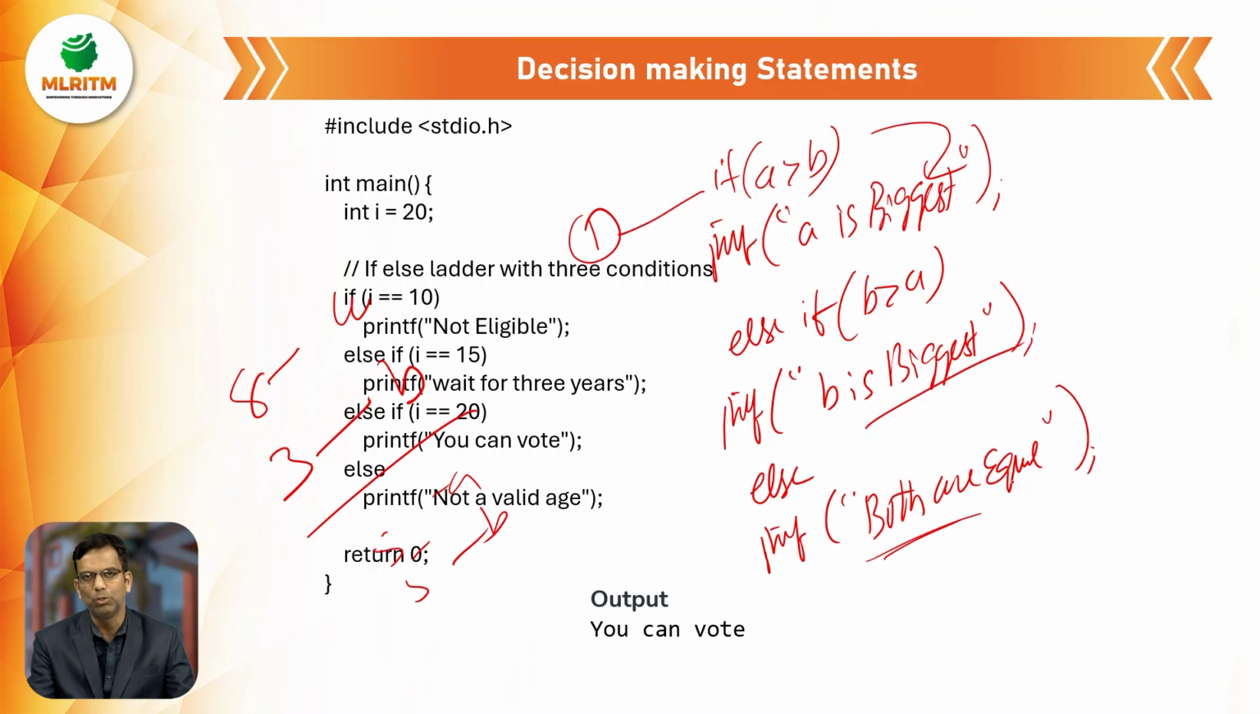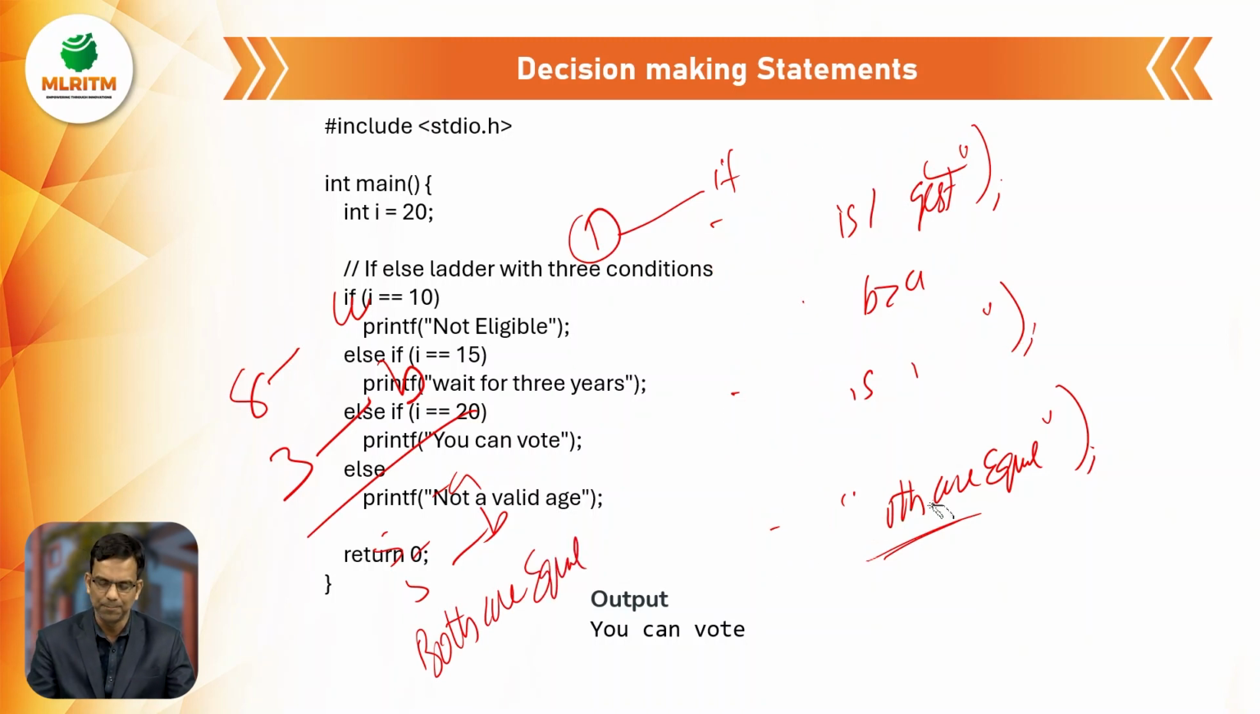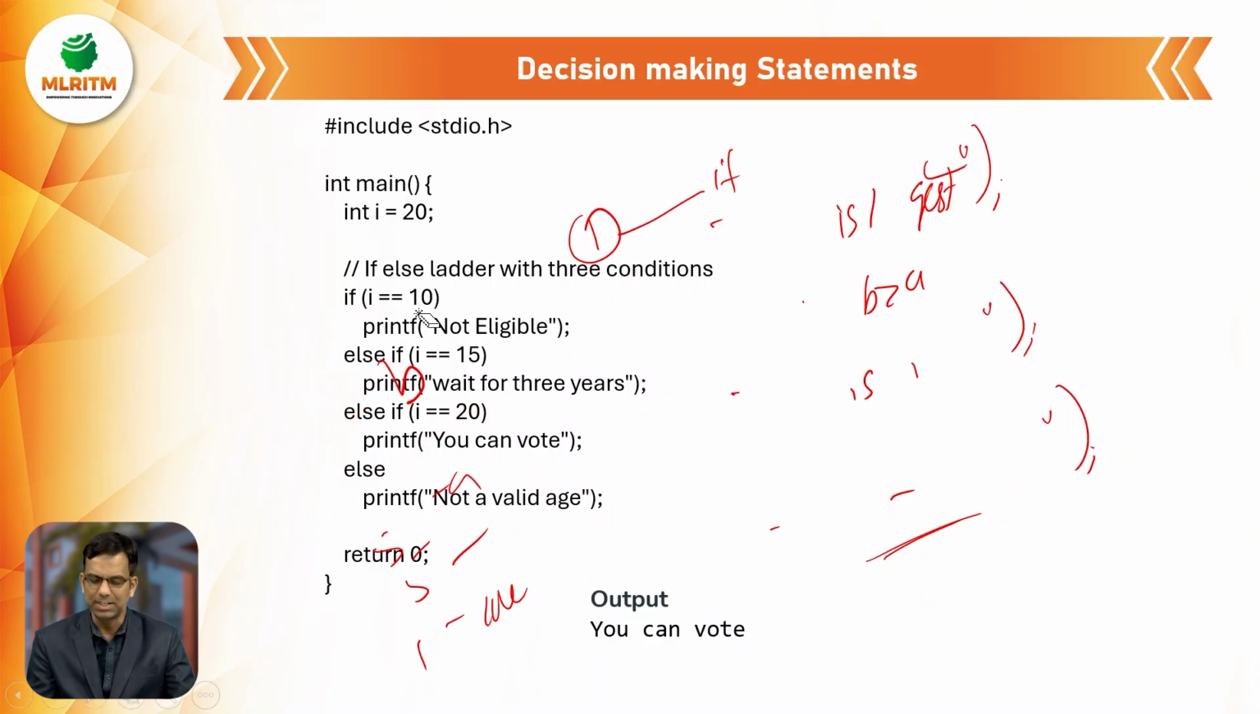Then else, if the above two conditions are not successful, then the flow of control will go down and it will check the last statement. That last statement is going to be executed. The last statement is "both are equal". Okay, that's the meaning of the if else ladder.